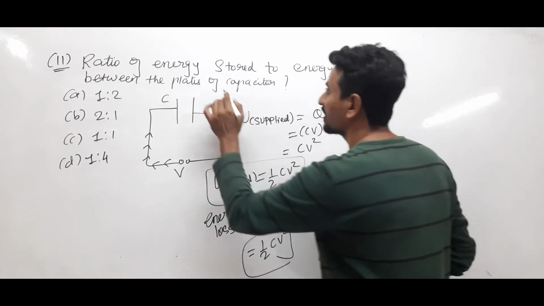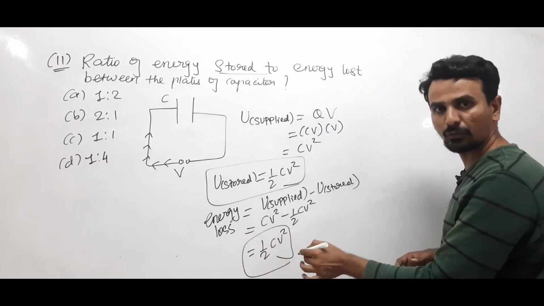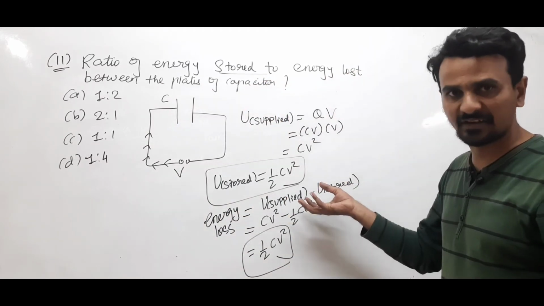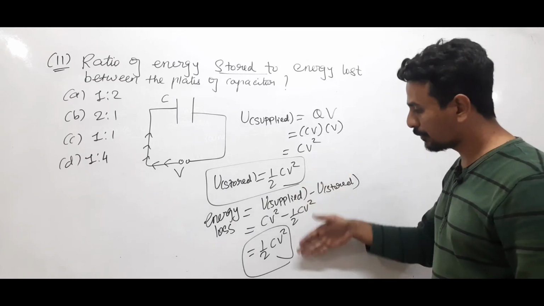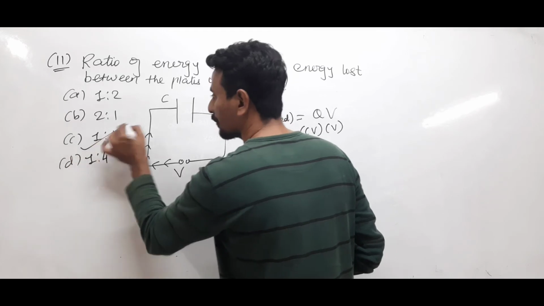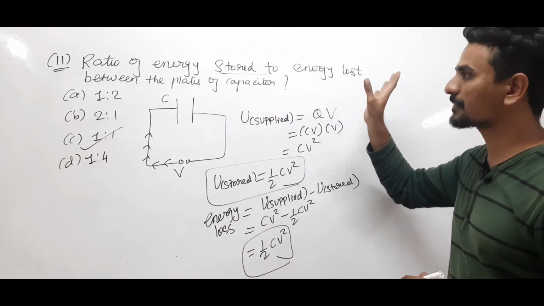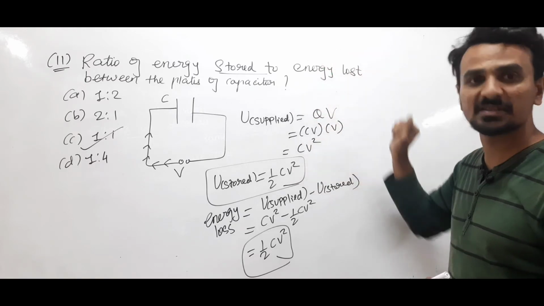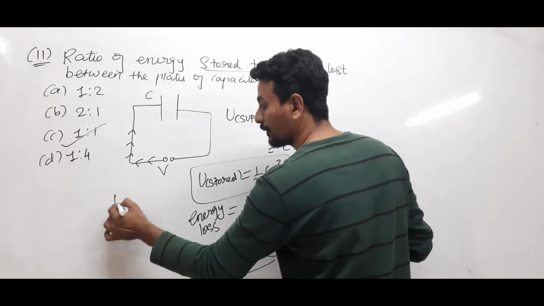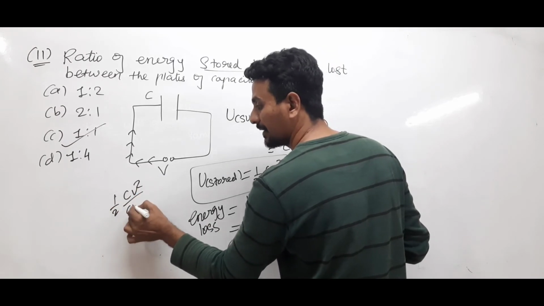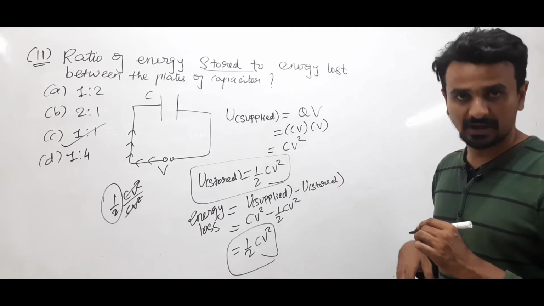So energy loss is half CV square, and energy stored is also half CV square. We want the ratio of energy stored to energy loss. 50% of the energy is stored, 50% is lost in the form of heat. So both will bear a ratio 1:1. If they ask for the ratio of energy stored to energy supplied, energy stored is half CV square and supplied is CV square, so the ratio is 1:2, right?